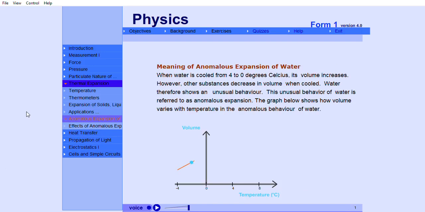Meaning of anomalous expansion of water. When water is cooled from 4 to 0 degrees Celsius, its volume increases. However, other substances decrease in volume when cooled. Water therefore shows an unusual behavior. This unusual behavior of water is also called anomalous expansion. The graph below shows how volume varies with temperature in the anomalous behavior of water.